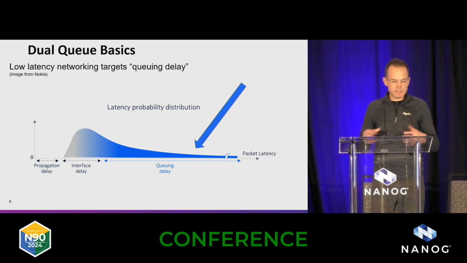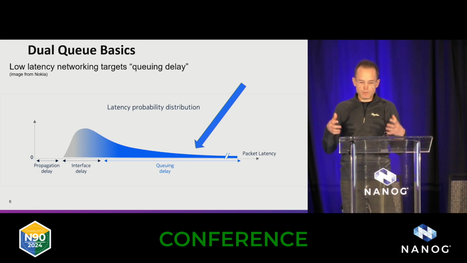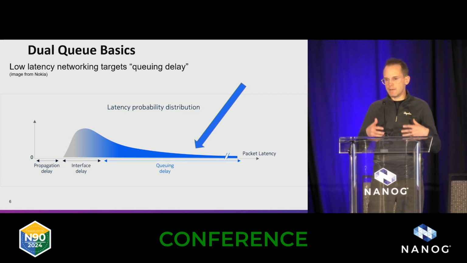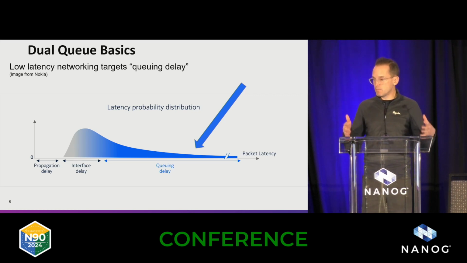So let's look at this wonderful probability distribution. I think a lot of us focus on propagation delay, so speed of light, and interface delay. That might be PON or DOCSIS or Ethernet, what have you. Those are very controlled. They're generally pretty bounded.